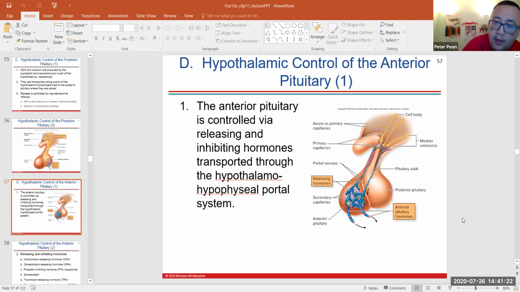There are hormones that are made in the hypothalamus that are either stimulating hormones or inhibiting hormones, and they're released here, and they go straight into a secondary capillary bed where they control the anterior pituitary. So while both sides are controlled by the hypothalamus, the posterior is a neural link, the anterior is a blood link.